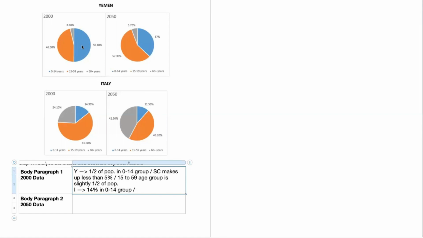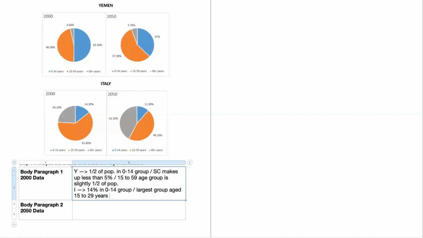And here, quite distinctively, the 15 to 59-year-old age group is the largest group. So I definitely want to make note of that. So I say the largest group is aged 15 to 59 years old. And then we have, again, our senior citizens in gray, and that is anyone over 60 years old. We see that the senior citizens made up around a quarter. So we have just about a quarter. A quarter would be 25%.